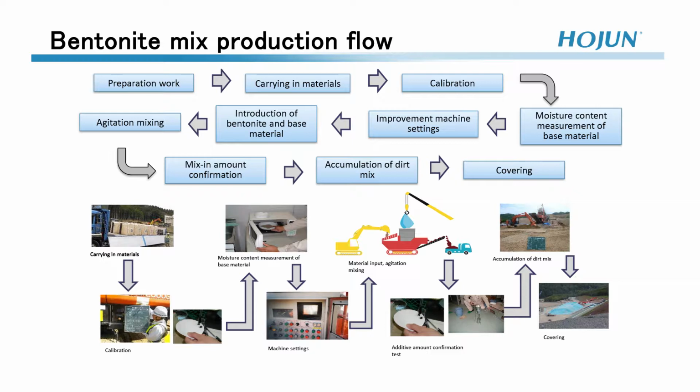Bentonite and base material are introduced to the improvement machine after settings are complete and agitation mixing is performed. Additive amounts for the mixture produced are confirmed based on a methylene blue absorption test and funnel viscosity test. This is collected together, and to prevent contact with rainwater, etc., it is stored with a cover placed on it.